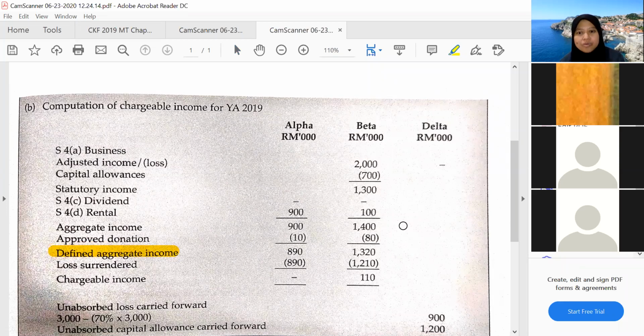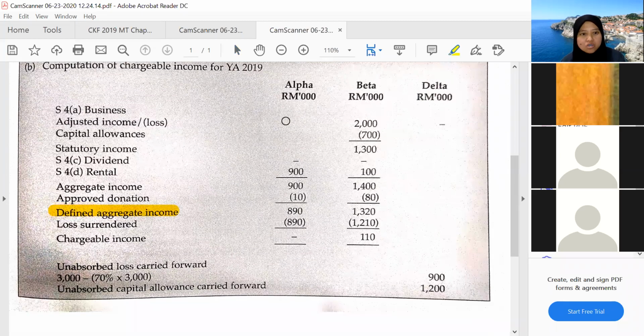Before that, you have to calculate as usual. Beta has section 4A income, Alpha has section 4D income. So at the end, you will get aggregate income of 900 and 1,400 each. You have to deduct approved donation first to get defined aggregate income. Then only you deduct the group relief. Delta has 3,000 adjusted loss, you can only give 70%. So 2,100 is to be given to Alpha and Beta.